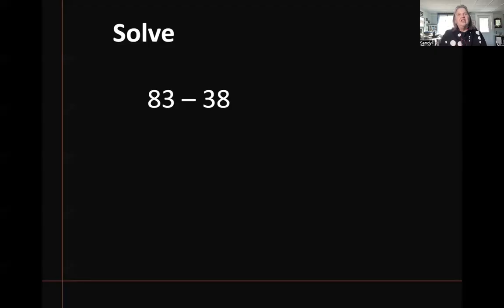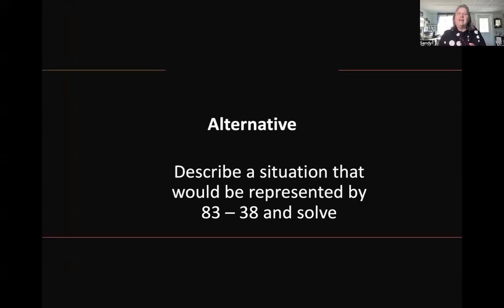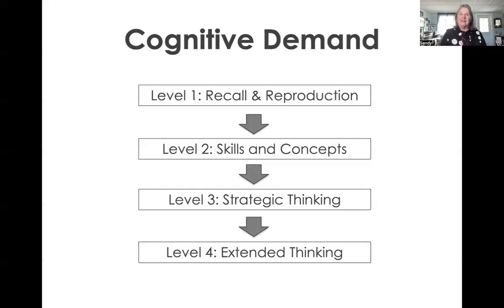So a quick little look at this just to see the difference. We're used to seeing problems like this that we're just asked to get a solution to. A child with strategic competence would be able to describe a situation that could be represented by that expression and then solve it. See, it takes a bit more understanding, okay?